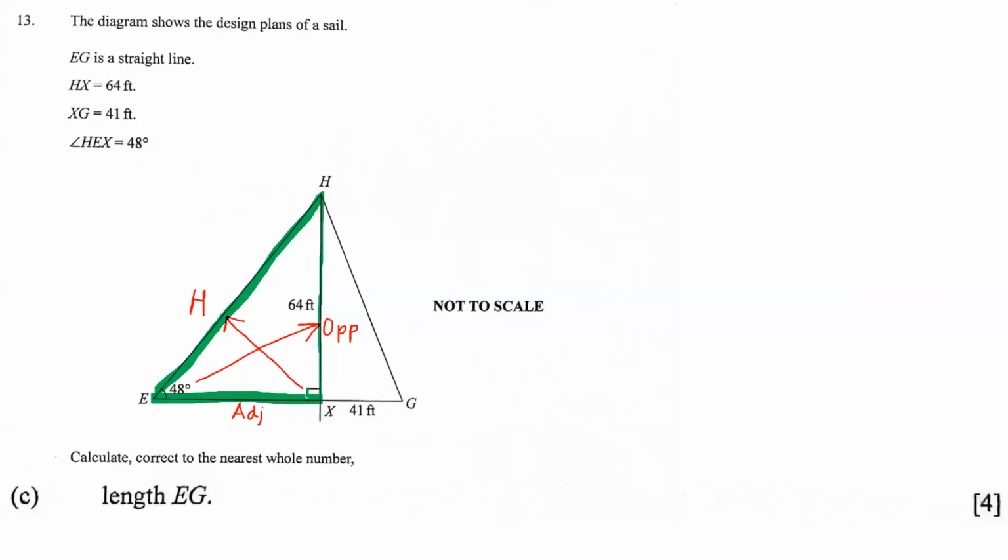The side that is opposite the right angle is the hypotenuse. The side that is opposite the angle is the opposite, and the other side is the adjacent. So let me repeat that. The side that is opposite the right angle is the hypotenuse. The side that is opposite the given angle is the opposite side, and the one that's left is the adjacent. Okay, so our sides are labeled.